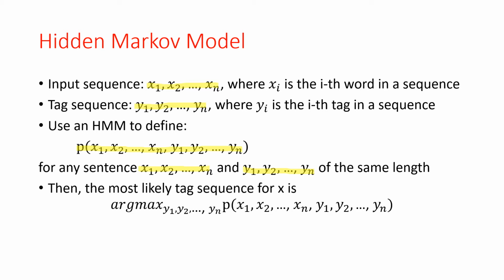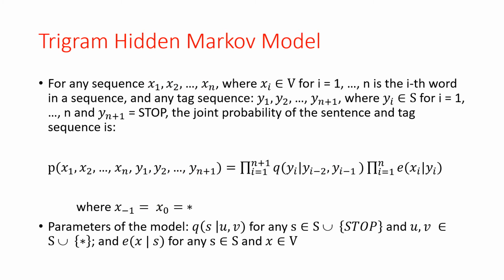And then by calculating the argmax of this joint probability, we'll find the most likely tag sequence for x. In order to find the tag sequence which maximizes the joint probability of an input sentence and tag sequence, we'll use a trigram hidden Markov model.